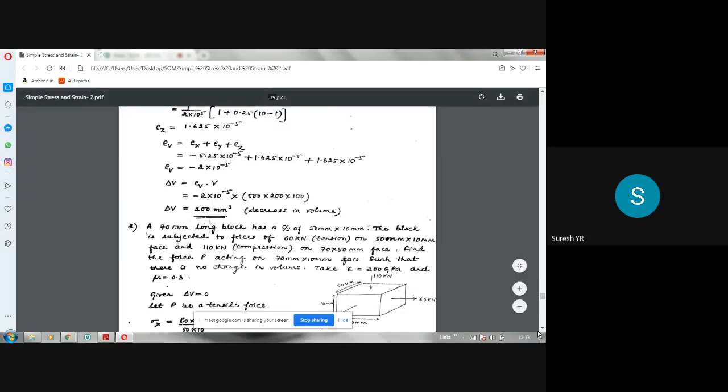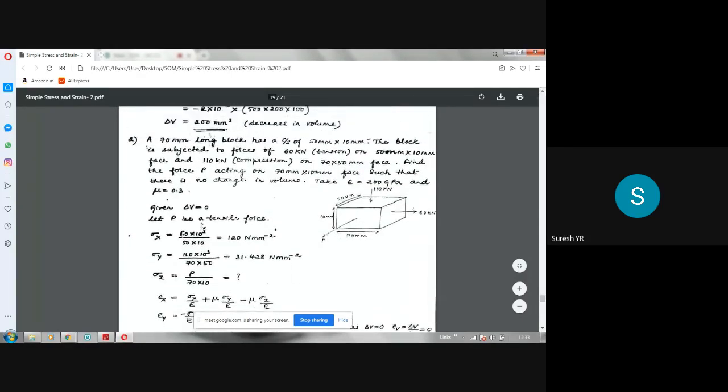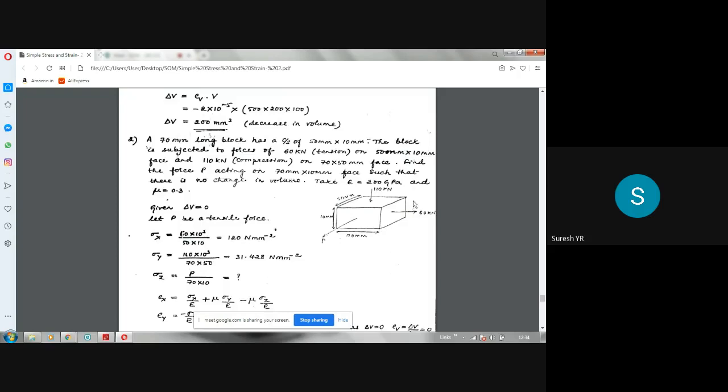Now, in the next problem, we are also using the generalized Hooke's law. Let us see what the unknown is here. A 70 mm long block has a cross section of 50 mm by 10 mm. So 70 mm long, 50 mm is this, 10 mm is this. It is a rectangular bar, 70 by 50 by 10. The block is subjected to a force of 60 kilonewton tension on the 50 mm by 10 mm face, a tensile force.